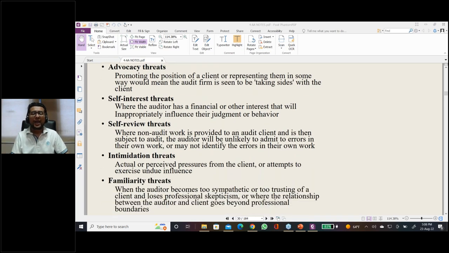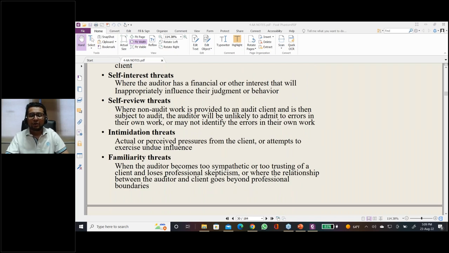You should avoid any financial or non-financial interest. We call it self-interest. Because of the self-interest, your behavior and your judgment will be inappropriately influenced. So it's not allowed. You cannot perform audit of a particular item or subject matter which you initially prepared. So self-review threat is a situation where the audit firm will be auditing something which they originally prepared. For example, if I have revalued your non-current assets, and then I perform your audit, I will be auditing the work which I already performed. It's called the self-review threat.